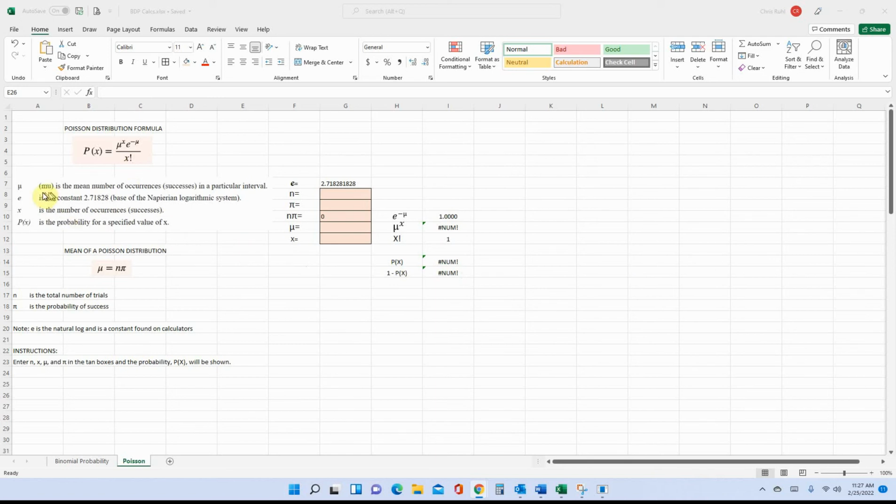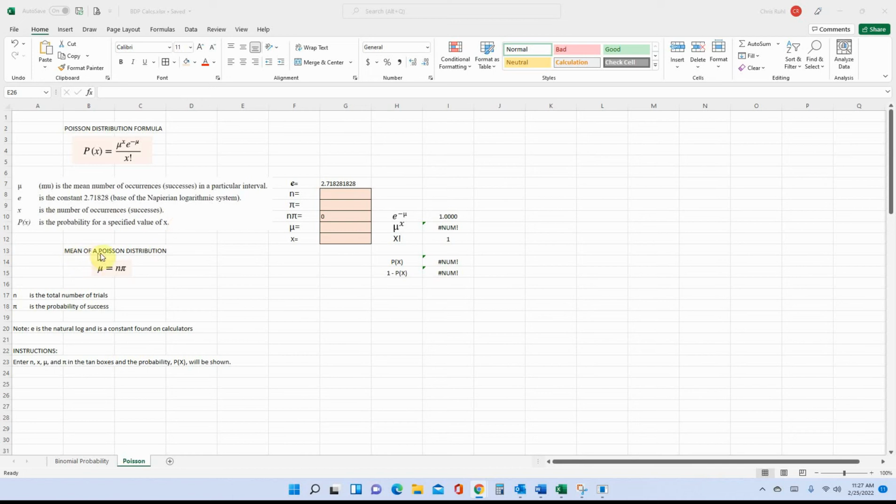And down here we have some information. Mu is the mean number of occurrences, number of successes in a particular interval. E is a constant. That's why I just put it in here as a constant. It's built into Excel. X is the number of successes, again, and Px is the probability for a specified value of x.